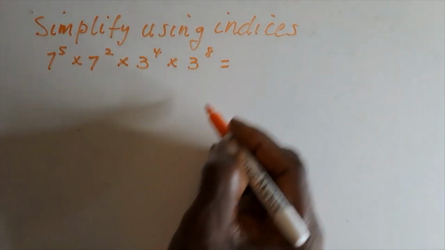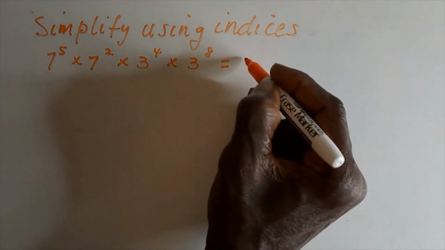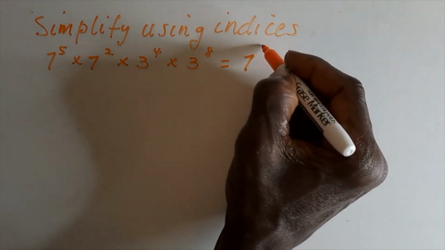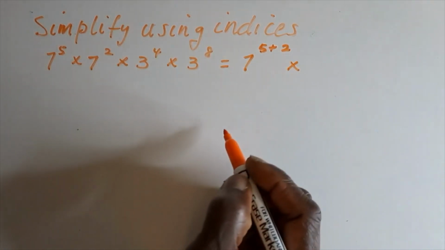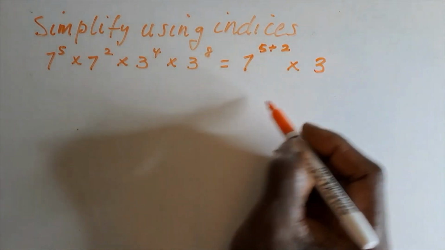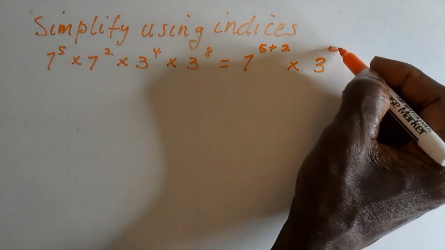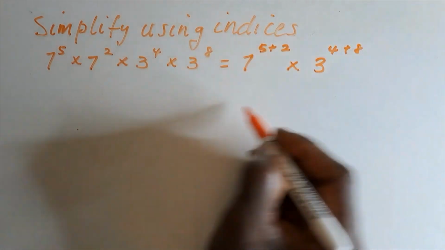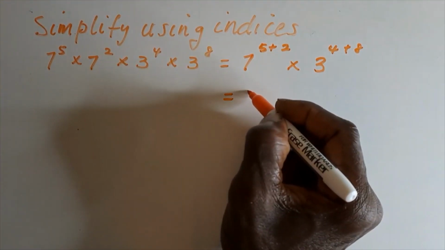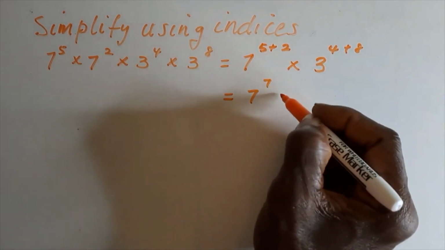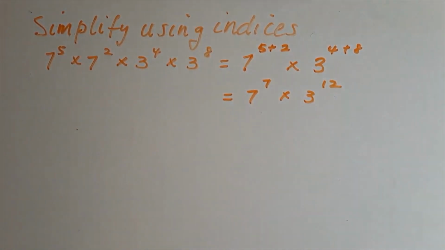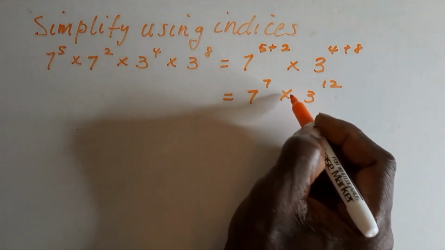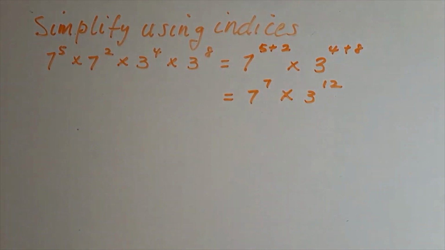The law of indices, we can write this as we have a base of 7 and we have 2 of them. So we can just add the indices and multiply again. We have a base of 3 and we have 2 of them, one at 4 and the other 8. So we just add indices. So here we have 7 raised to the 7th power times 3 raised to the 12th power. So this is our result. We've simplified this and expressed the answer using indices.